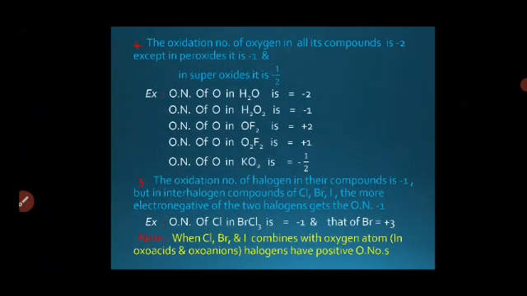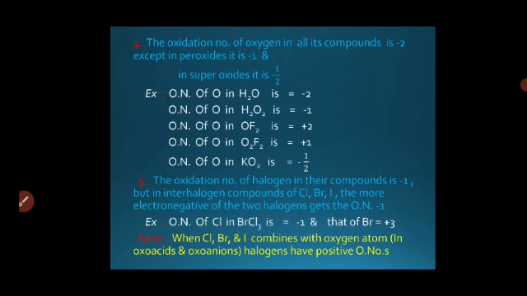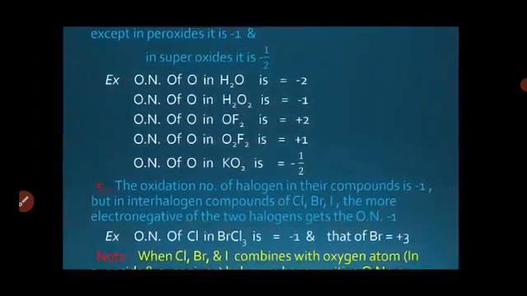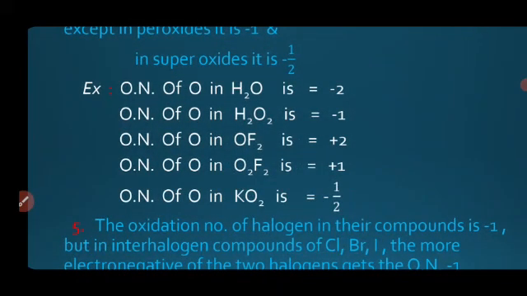Then fourth rule, the oxidation number of oxygen in all its compounds is -2 except in peroxides it is -1 and in superoxides it is -1/2. Okay, so there are some exceptions also. Now here some examples are given. Now you may see even oxygen having +2 and +1 oxidation state whenever it combines with the most electronegative element, that is fluorine. Okay, so in OF2 it is +2 and in O2F2 it is +1.